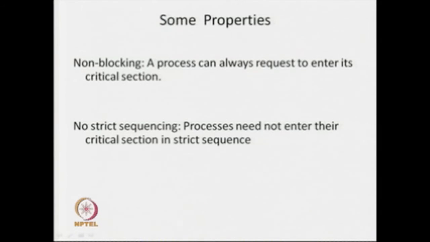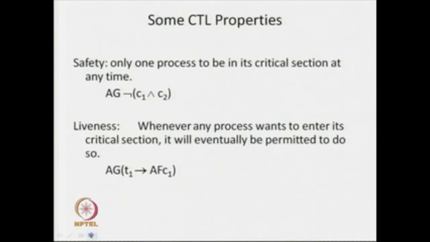Now, as I have already mentioned, to understand it properly we have to specify these things formally. In this course we are going to look at the CTL representation of those properties, because we are going to look at CTL model checking. Now, the first property, the safety property, says that only one process is allowed in its critical section. We can write this CTL formula as: in all paths globally, not of C1 and C2. If C1 and C2 were true, both processes would be in the critical section simultaneously. So, not of this must be true.